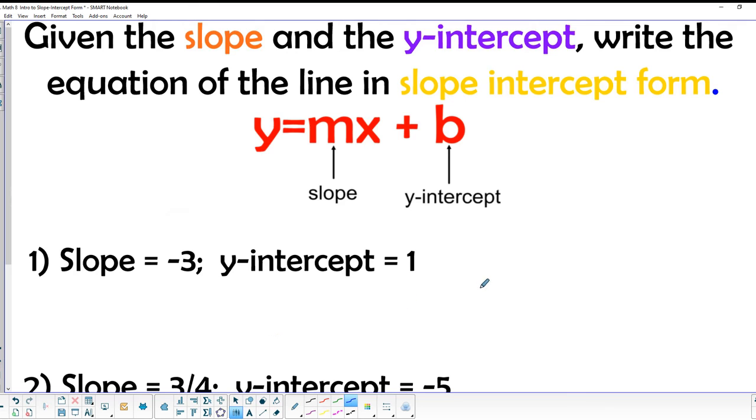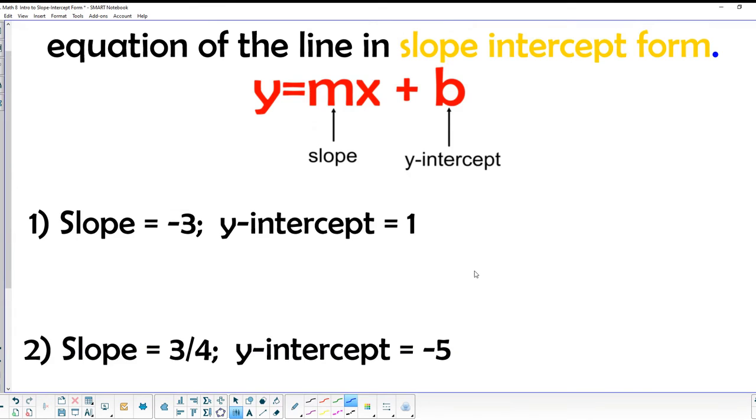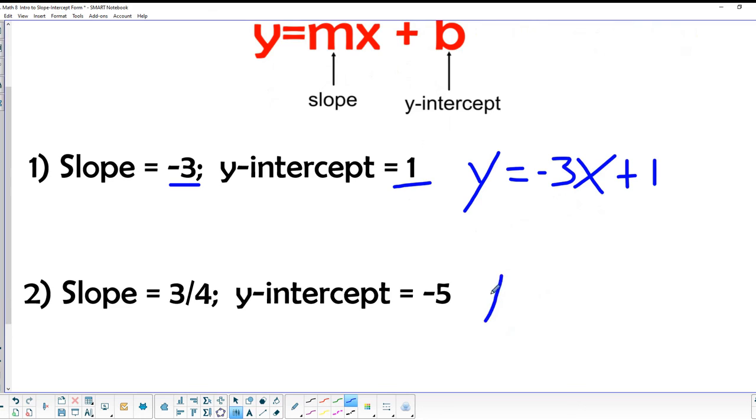All right, given the slope and y-intercept, write the equation of the line in slope-intercept form. Now that we know what the slope and the y-intercept are, we're actually going to write some of these equations. If I have a slope of negative 3 and a y-intercept of 1, my equation will look like this: y equals negative 3x plus 1. The next one, y equals the slope times x, so 3/4 x, and the y-intercept is minus 5, so we subtract 5 right there. Wow, that's kind of easy, isn't it?